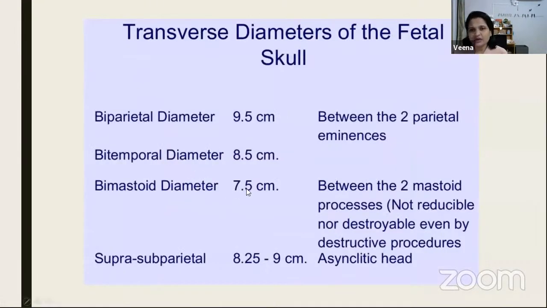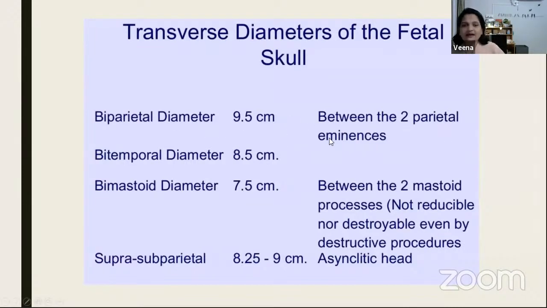Okay. Now there is one more diameter which is 9.5 centimeter. Can you see this? That is biparietal diameter. That is between the two parietal eminences. On the parietal bones, in between the two parietal eminences, we have this biparietal diameter, which is the maximum. Among all the transverse diameters, this is the maximum diameter. That is the one which comes into play in most of the deliveries, 98-99% of deliveries, that is biparietal diameter.